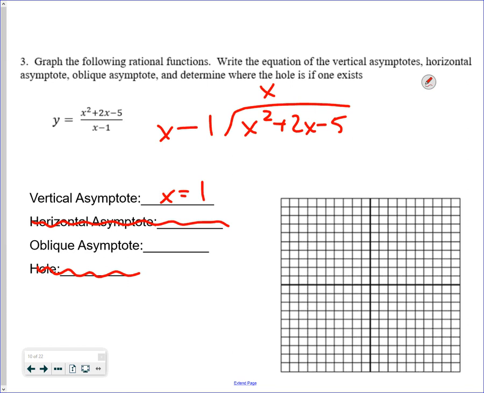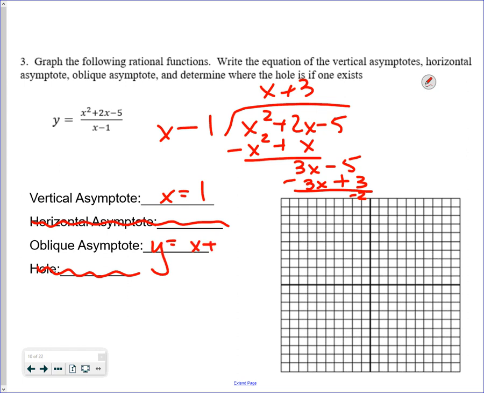So now, the first term, that will get you x squared. Change the signs. Next term that would get me 3x would be, and change the signs. Even though it has a remainder, that remainder does not matter. So the oblique asymptote is y equals x plus 3. So when I go over to graph this, I have a vertical asymptote at x equals 1 and an oblique, or what's also known as a slant asymptote, at y equals x plus 3. So those are my two asymptotes.